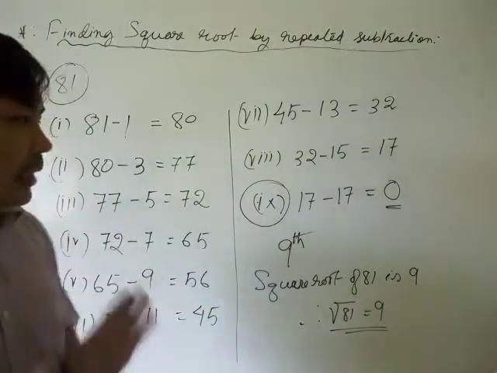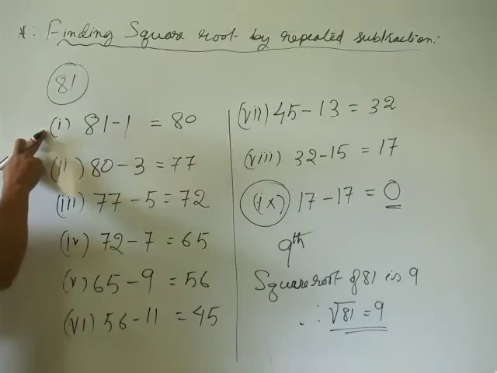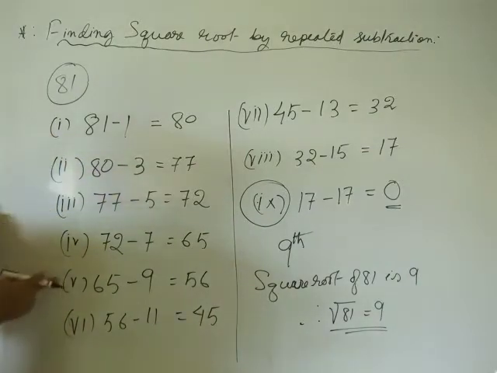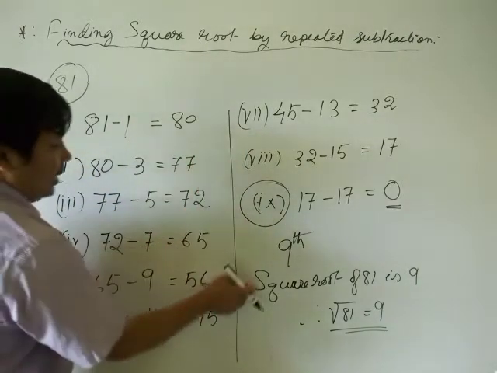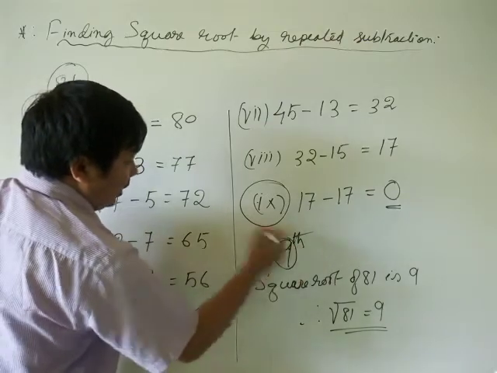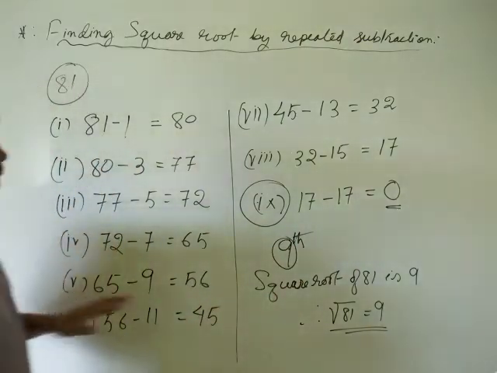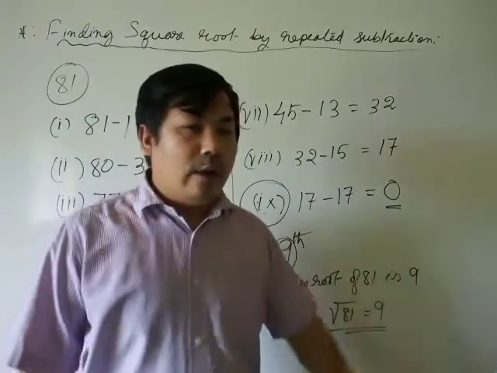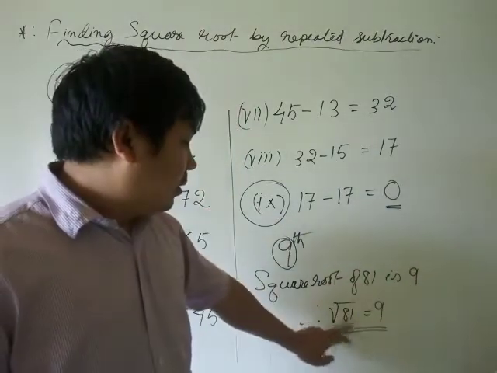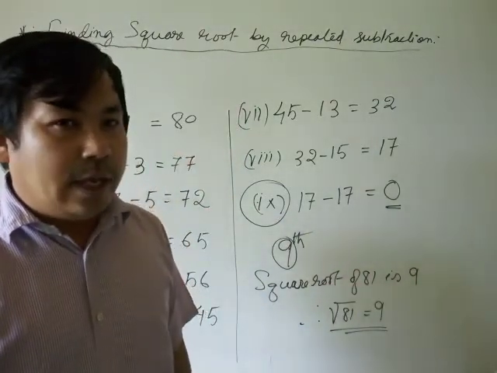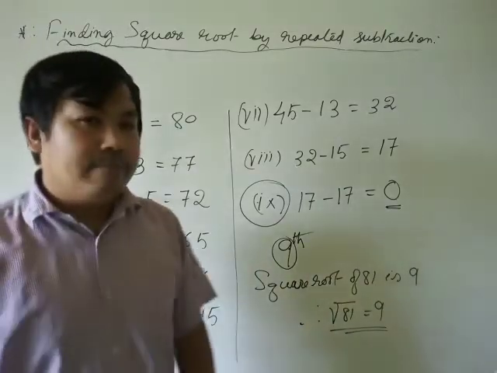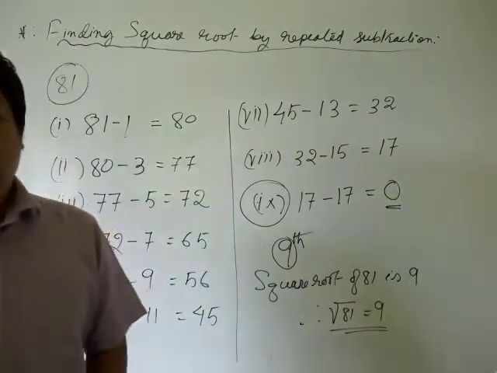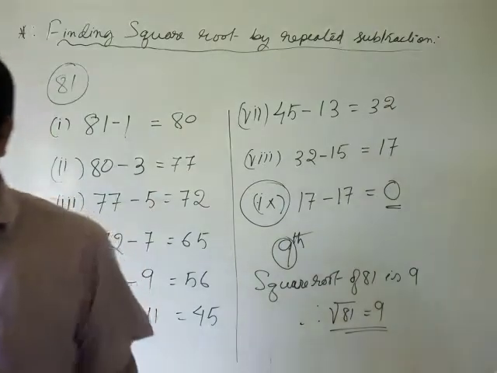So how do we get 9? You see how many steps we are counting? Step 1, 2, 3, 4, 5, 6, 7, 8, 9. Nine steps. So this 9 is what we take, and this 9 will be the square root of 81. Okay, the square root of 81 is 9. Like this we find it out. Okay, so let us see the next topic.